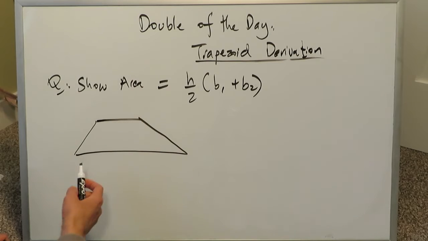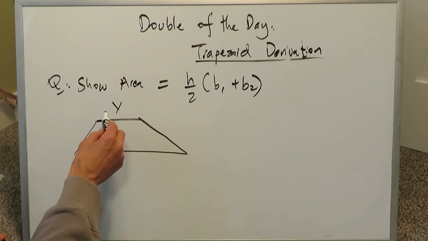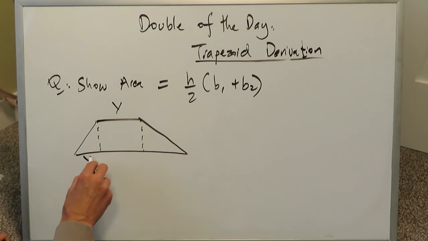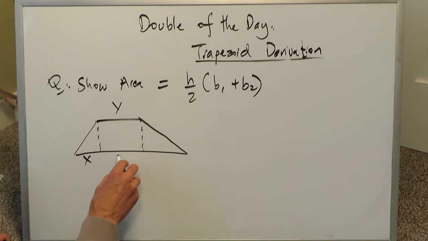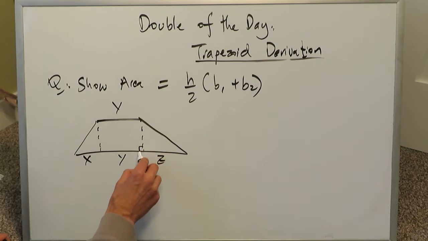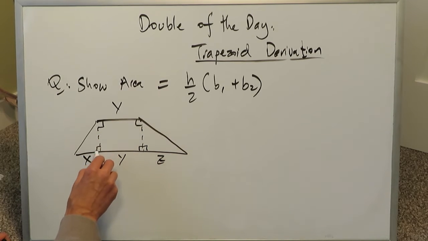We can have an irregular trapezoid. We can call this side y. We can bring down these two perpendicular lines. We'll call this x. Since this right here is y and we've created a rectangle, this must be a y, and we'll call this a z. These perpendicular lines create right angles, and on either end they create a right triangle.